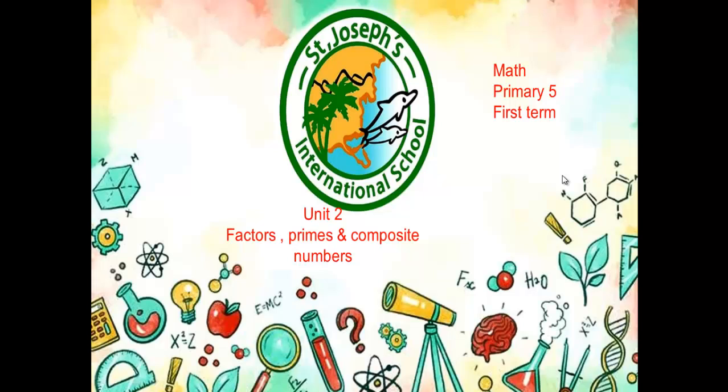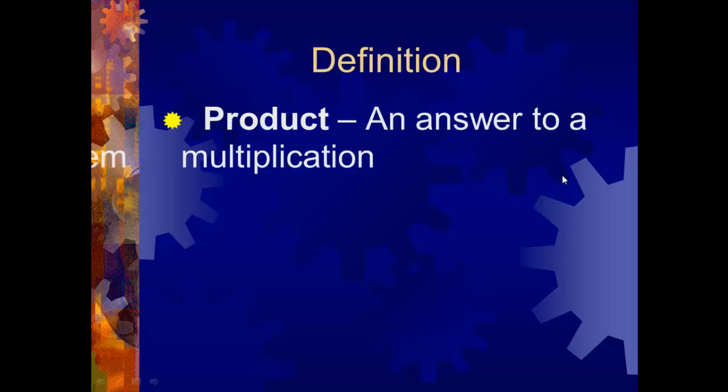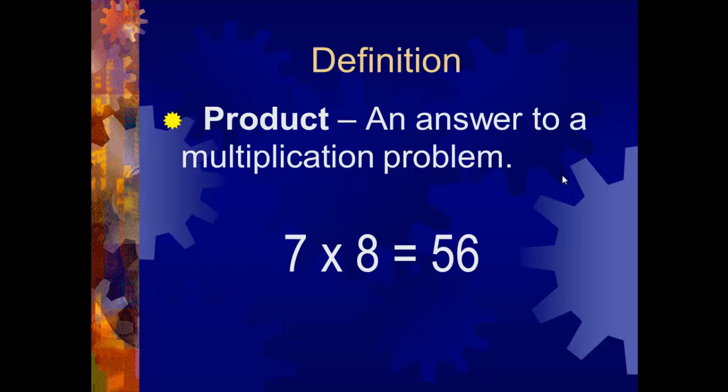We will talk today about factors, prime factors, and how to get them, and composite numbers. First, what is the meaning of the word product? Product is an answer to a multiplication problem. Like what? 7 times 8 equals 56. 56 is an answer. This answer is called the product.